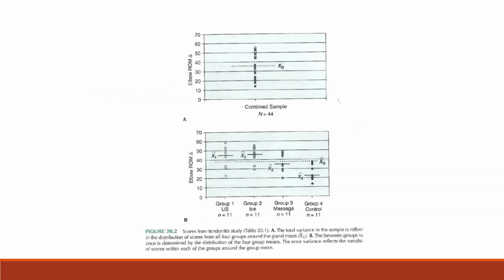In Figure 20.2a, the grand or total variance in the sample is reflected in the distribution of scores from all 4 groups around the grand mean. In Figure 20.2b, the between groups variance is determined by the distribution of the 4 group means. The error variance reflects the variability of scores within each of the groups around the group mean.